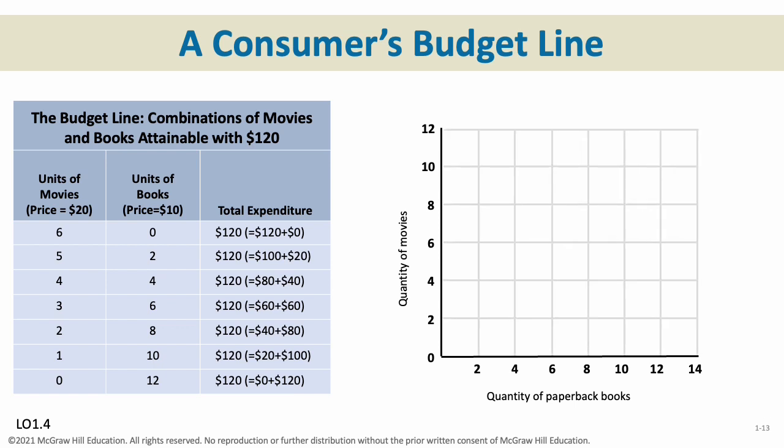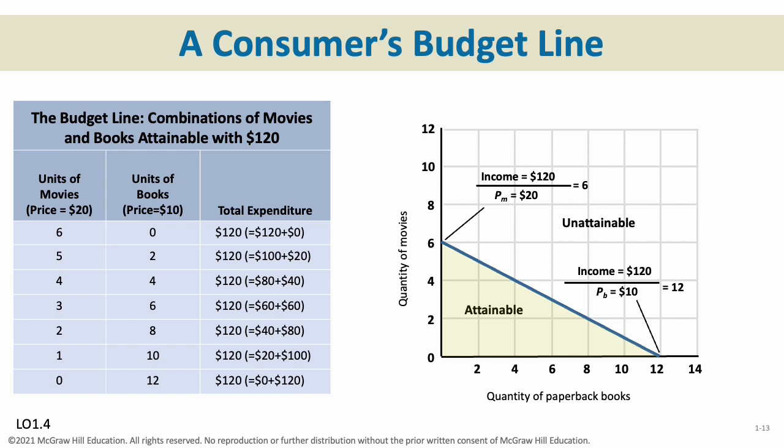So here's a consumer's budget line. Here's the budget line for an individual. This one's pretty simplified. But this individual has an income of $120 and they can choose between movies and books. Books cost $10 and movies cost $20.